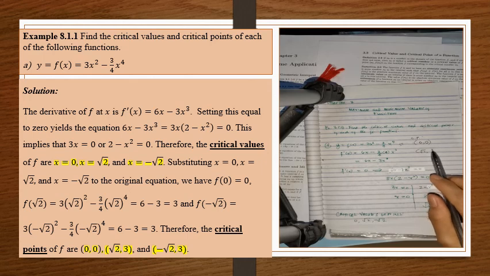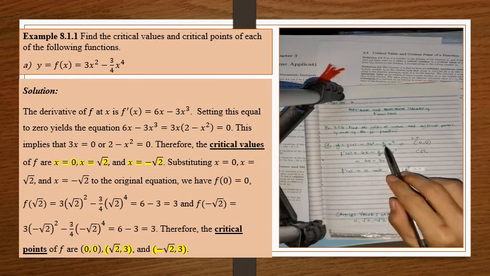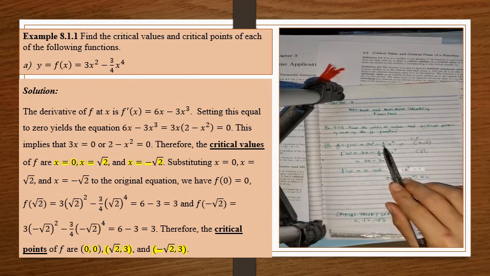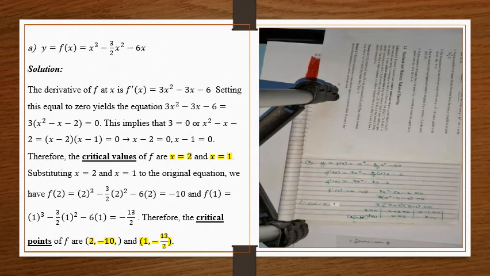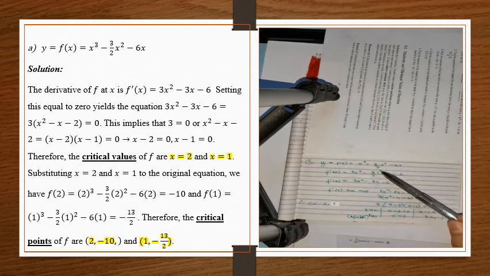And then, para makuha ninyo yung ilalagay nyo dito, substitute nyo lang dito sa original na function. And then, kung tatlo yung critical values, it follows also na tatlo din yung critical points. When we say critical points, that is an ordered pair. We have x and y. Okay, so next example is, ang given na function is x cubed minus 3 over 2, x squared minus 6x.